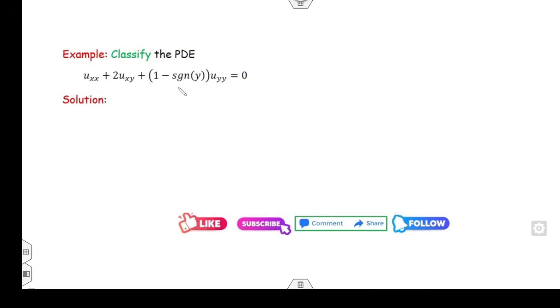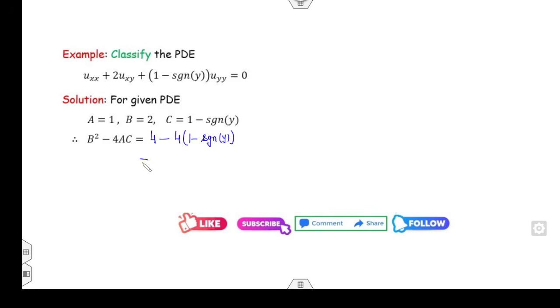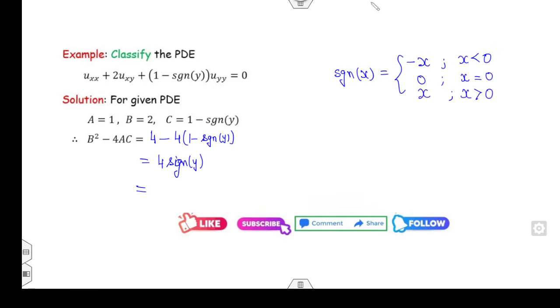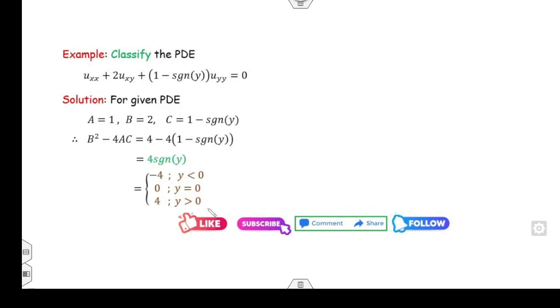Let's look at that. Classify the PDE with a sigma function. So we can start with b square minus 4ac. So what became of it? 4 cancels with 4. It will be 4 sigma function of y. Fine. So what is the sigma function? If I write it for x, it will be minus x whenever x is less than 0, 0 whenever x is 0, and positive x whenever x is greater than 0. So with respect to this, it will be either -4, 0 or +4 depending on whether y is less than 0, y is equal to 0, or y is greater than 0.